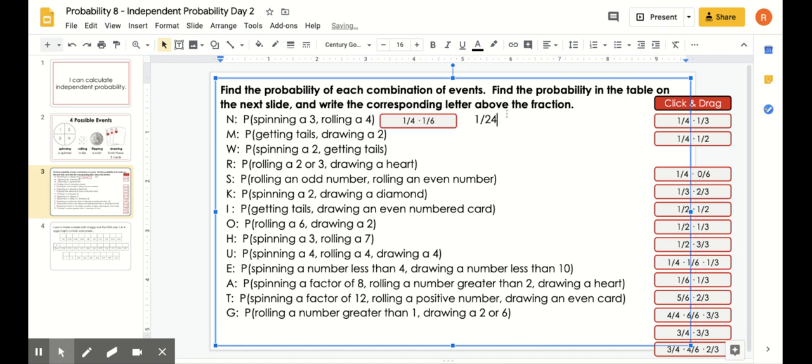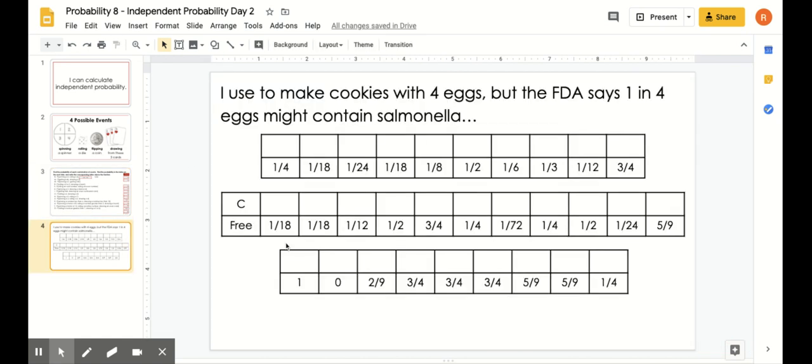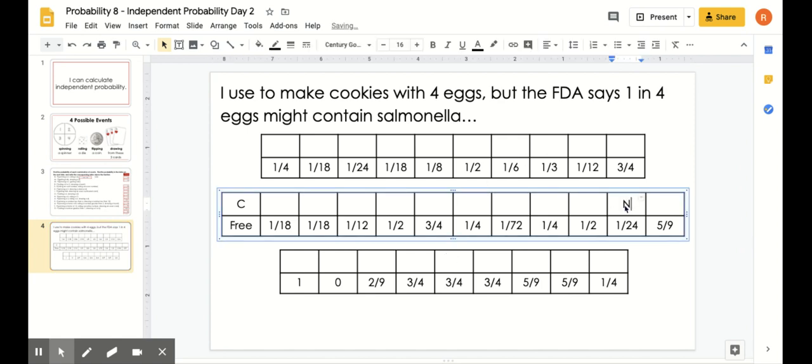You don't necessarily have to type this here if you don't want to, but then you'll find this fraction on the next page and you'll fill it in with the letter N. So 1/24 is the letter N. If the number appears more than once, you'll repeat that letter.